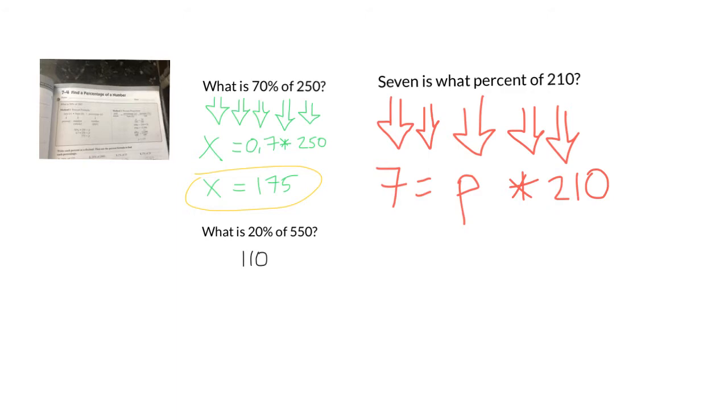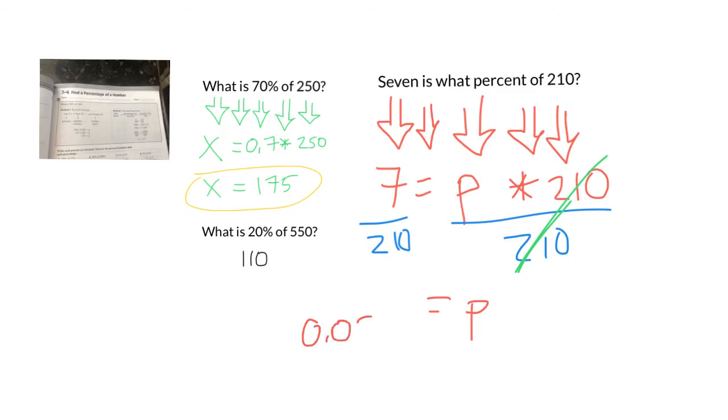Now, at this point, it's just a regular old equation. So all you have to do is isolate p by dividing both sides by 210, right? Because that's how we isolate p. And of course, by doing that, we cancel the 210s, right? And then we end up with p equals 7 over 210, which is 0.03 repeating. Okay, so that 3 goes on forever, so it's like 3, 3, 3 repeating.